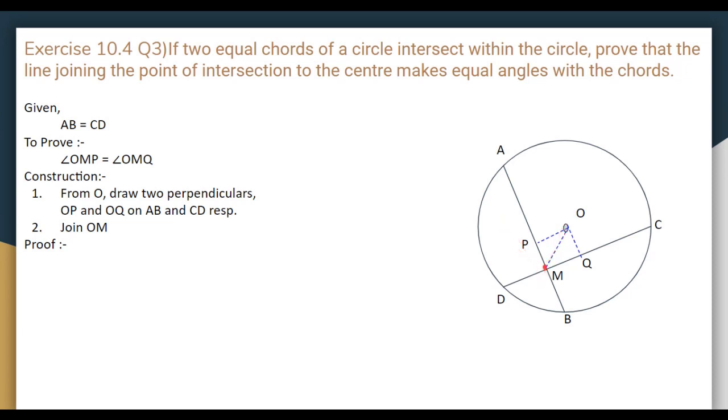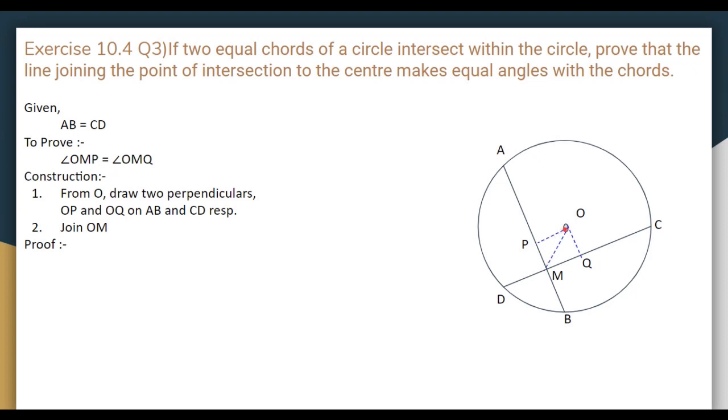So OM chord के साथ कौन सा एंगल बना देगी? तो एंगल OMP और एंगल OMQ. तो अपने को ये दोनों एंगल्स को प्रूव करना है. इनडायरेक्टली अपने को ये दोनों ट्रायंगल्स को कॉन्ग्रुएंट प्रूव करना है. ठीक है. सो अपन वापस से कंस्ट्रक्शन करेंगे भाई.